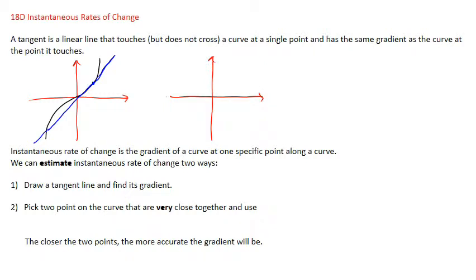So if we've got a circle function and we're drawing a tangent line to this point here, it touches that point, and it's got to have the same gradient as the circle at that point. So if you imagine you're going around the circle and then you get to this point and you come off in a straight line. You're going around, around, around, and then you hit that point and you go straight off.